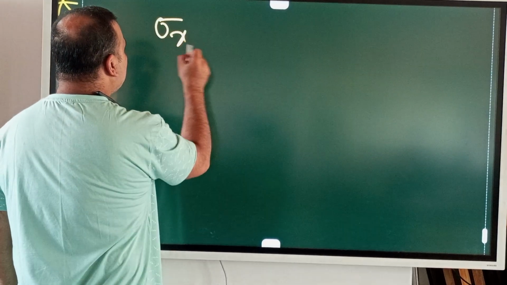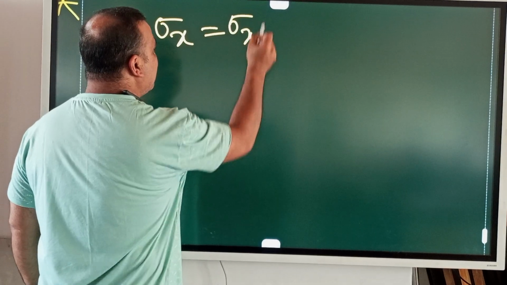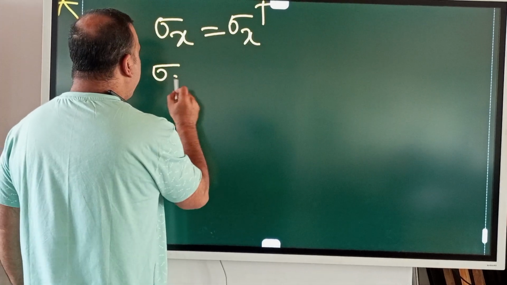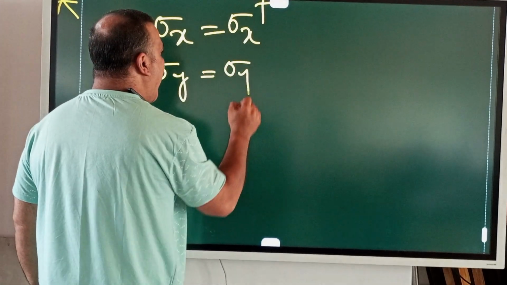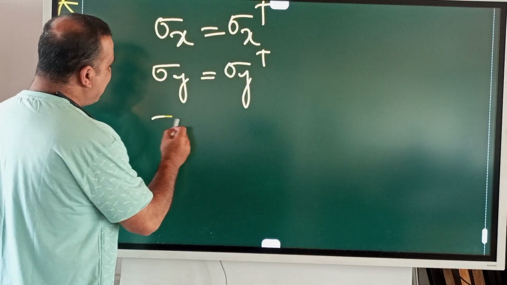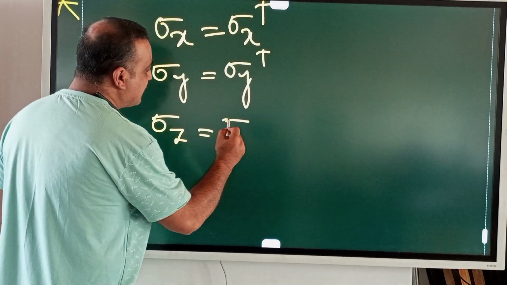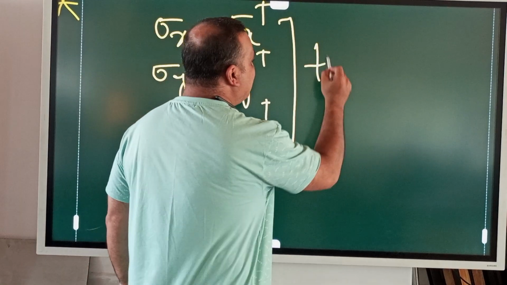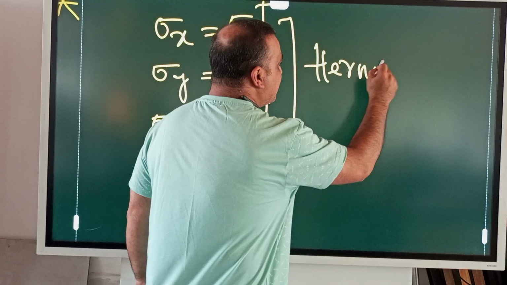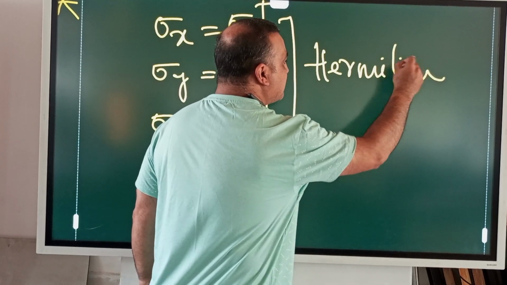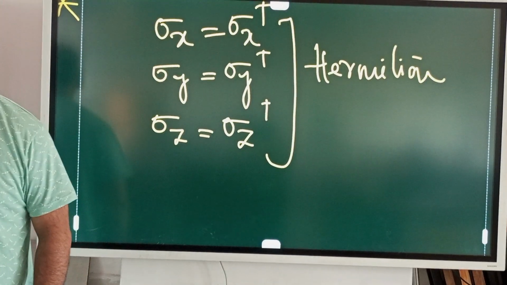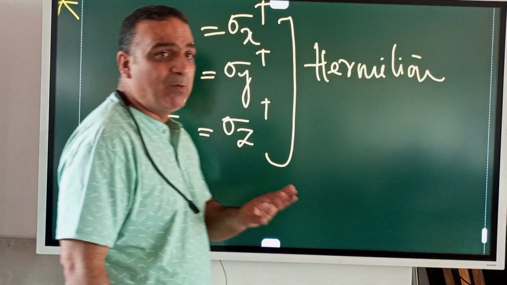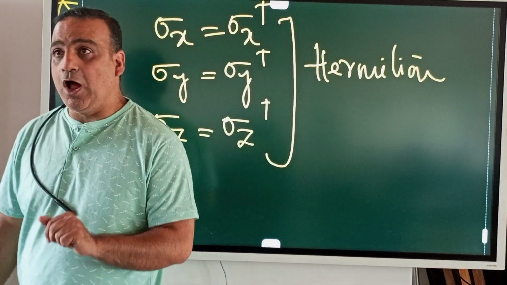So what do you get from here? You get sigma x is equal to sigma x adjoint, sigma y is equal to sigma y adjoint, and sigma z is equal to sigma z adjoint. So this verifies the fact that these Pauli spin operators are Hermitian operators. Clear? Okay, so property number 1 is done.